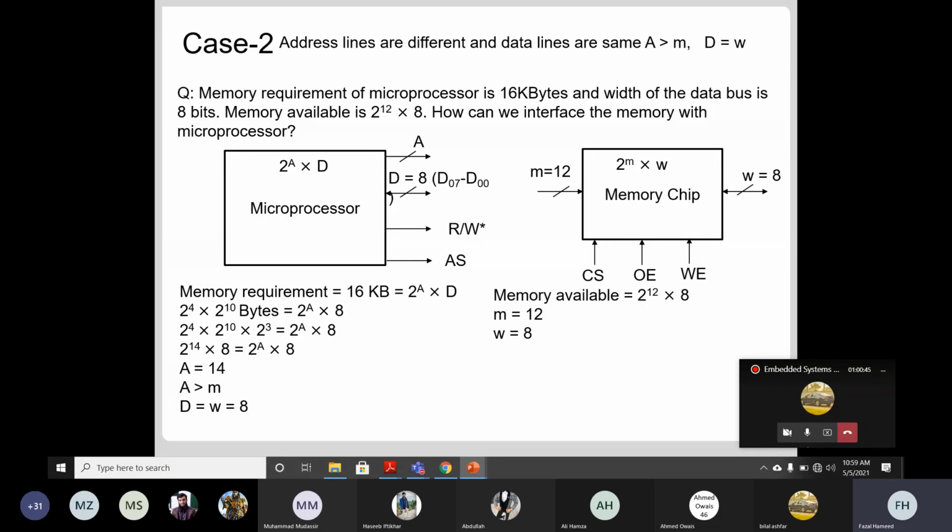Do you have any clue? How many memory chips do you require? Two. One more is needed. Now let's see how many memory chips.